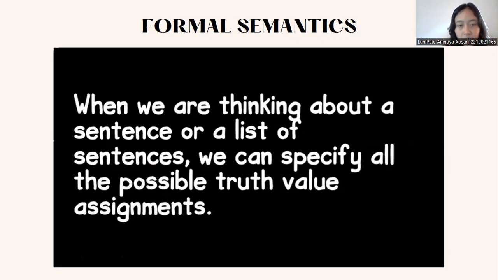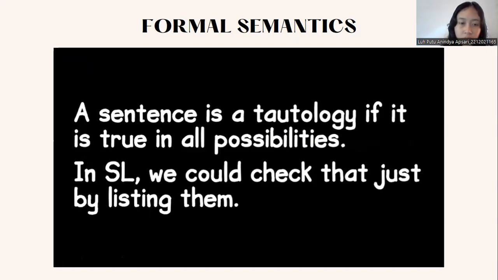When we're thinking about a sentence or a list of sentences, we can specify all the possible truth value assignments. That's what we do when we construct a complete truth table. Every row of a truth table represents a way the world could be, and in a complete truth table, we consider all the relevant possibilities. A sentence is a tautology if it's true in all possibilities. And in SL, we could check that just by listing them.